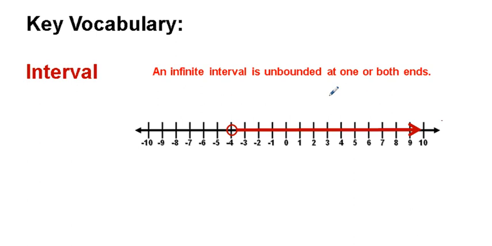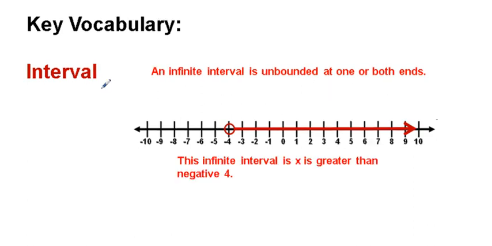Next, an infinite interval is unbounded at one or both ends. Here we have this arrow pointing to the right, unbounded. So this is an example of an infinite interval. This infinite interval is x is greater than -4, and we can write that as x > -4.